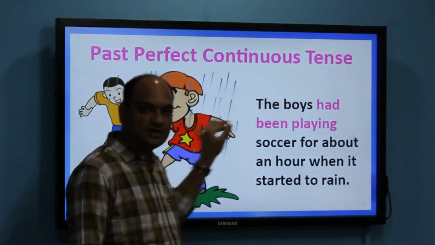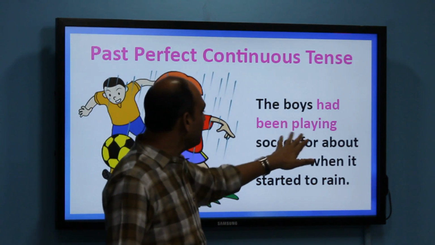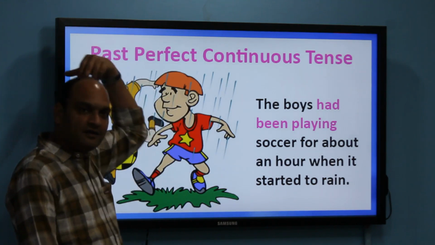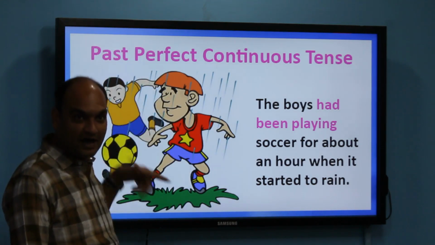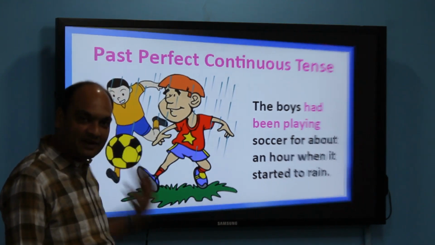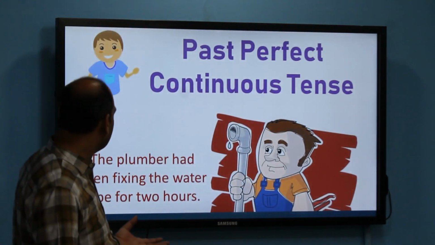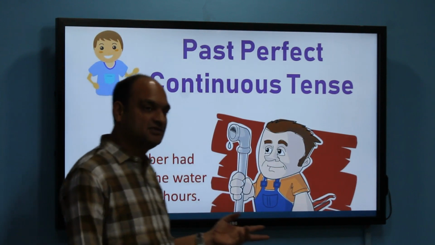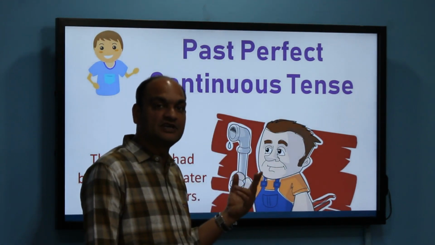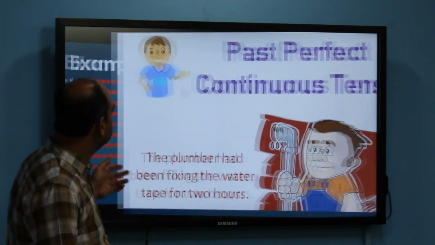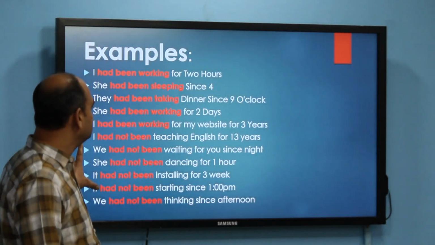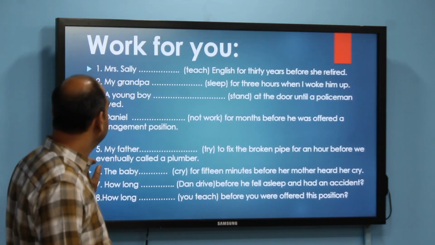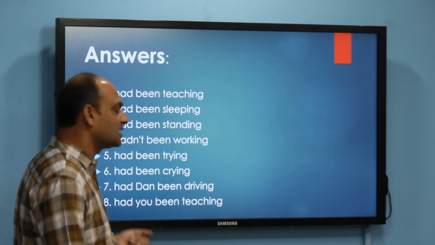Past perfect continuous. Try to understand the picture, everything is given here. So the boy had been playing soccer for about an hour when it started to rain. So he was playing before the rain started. But now also he is playing, getting wet himself in the rain. In the same way, the plumber had been fixing the water tap for 2 hours. From the past 2 hours he is fixing it and now also he is doing it. Then here are some examples followed by work for you. And then the answers are here.